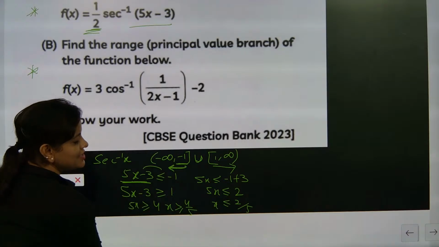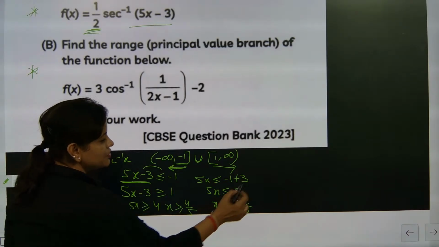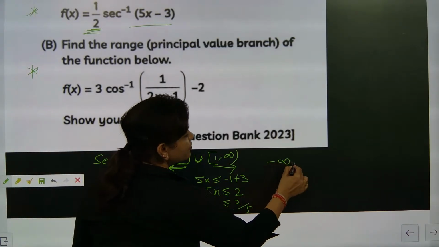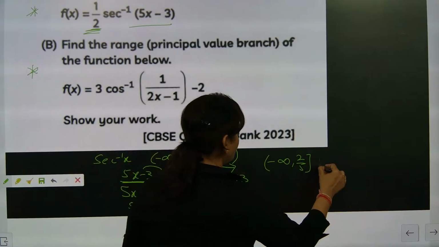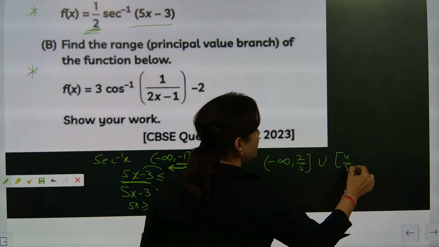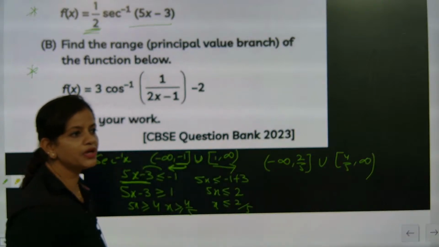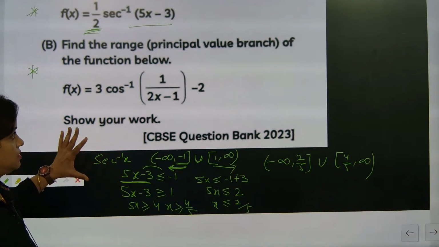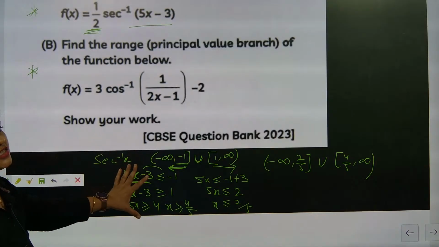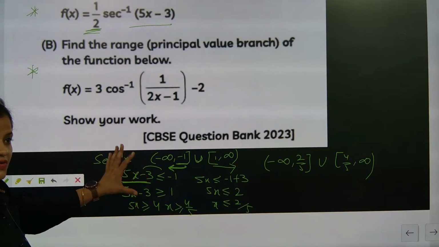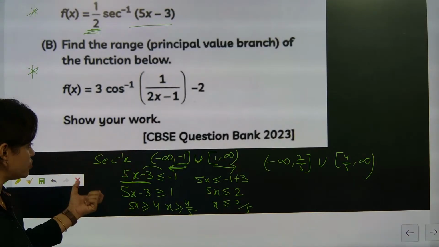Got it? So here, less than and greater than. So if x is less than 2 by 5, that means we can write minus infinity to 2 by 5 closed interval, union 4 by 5 to infinity. This will become the domain. Please, if a question like this comes, secant and cosecant are both the same. If they give it for cosecant also, use the same format.